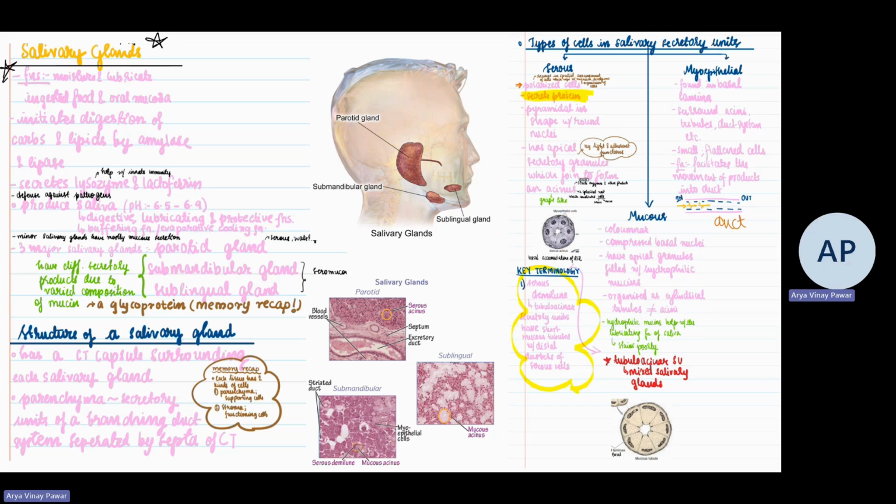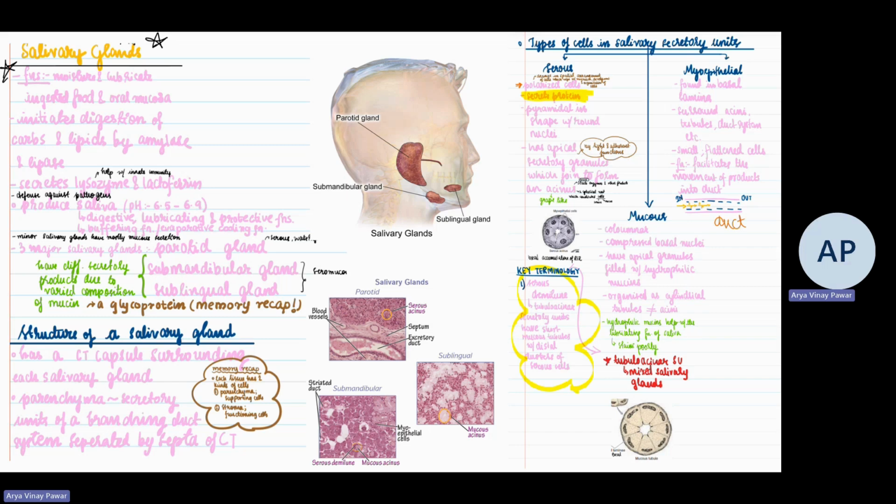Right. So we have three main salivary glands. We have the parotid gland, the submandibular gland, and the sublingual gland. So we have the parotid gland. It's rather serous in nature. It's 100% serous, whereas the submandibular and the sublingual glands are seromucous glands.